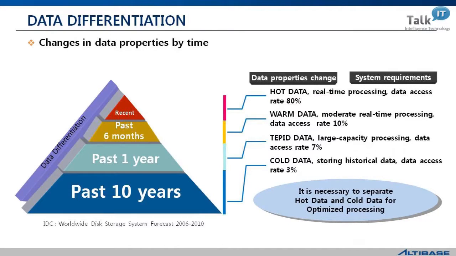Then why do we call them hot data and cold data? Hot data literally means data that requires fast performance and real-time processing, as the access rate is significantly high. Whereas cold data literally means data that needs historical data storage, as the access rate is significantly low. So the question is, is it really reasonable to manage hot data and cold data together?